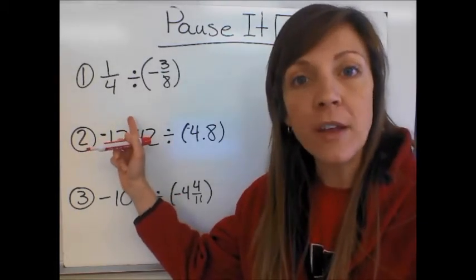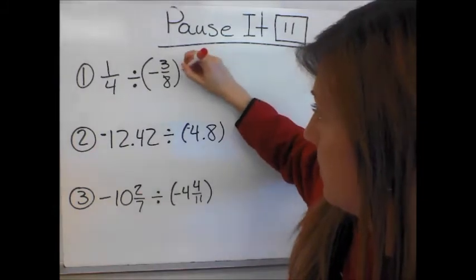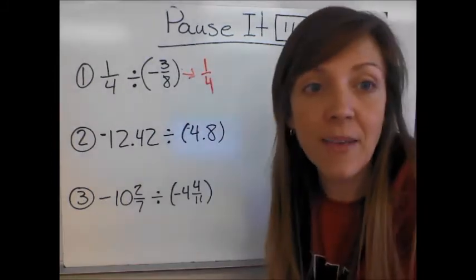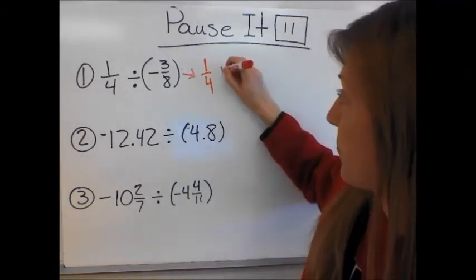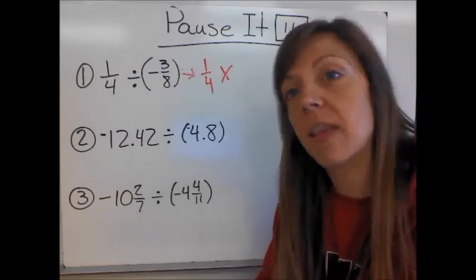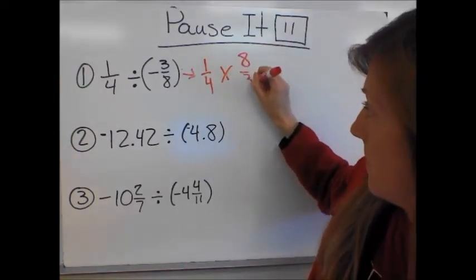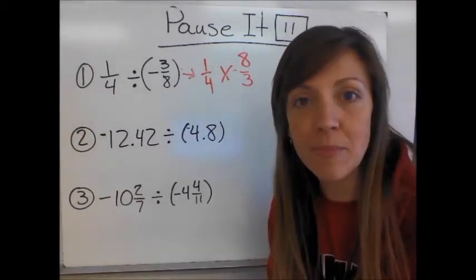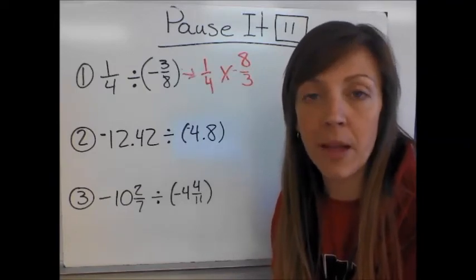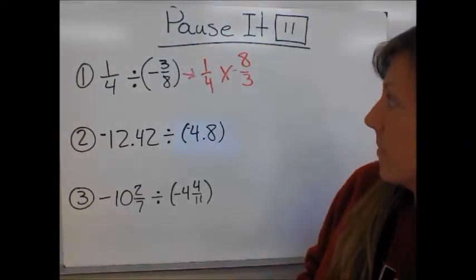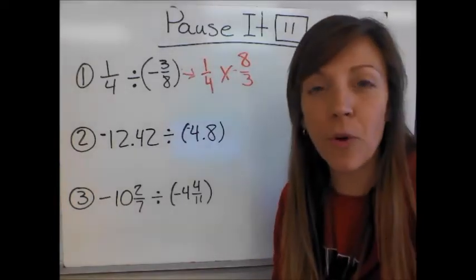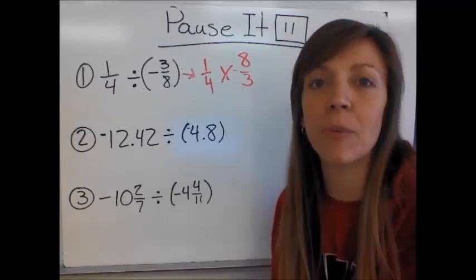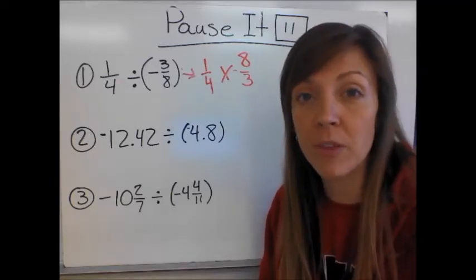So let's do that. 1/4 will stay. We'll switch division and multiplication. And we'll flip 3/8 to 8/3. And then we can top and bottom simplify. Are there any top numbers that are common with the bottom numbers? Well, I know 4 and 8 have a common factor. 2 goes into both of them. 4 goes into both of them. 4 is a larger number, and that's going to reduce my answer more. So let's go with 4.